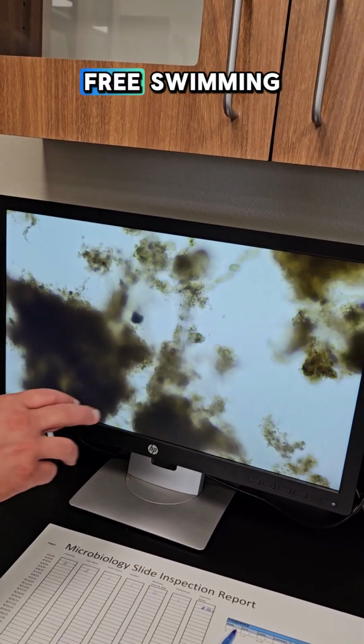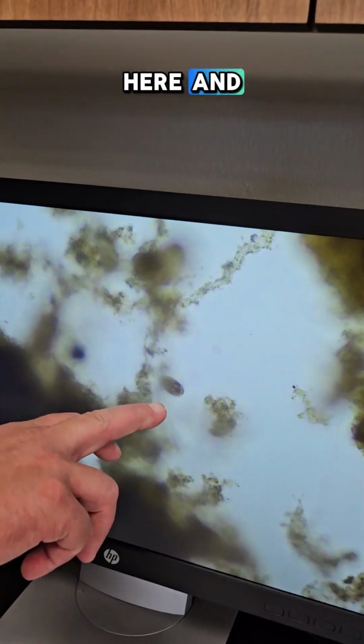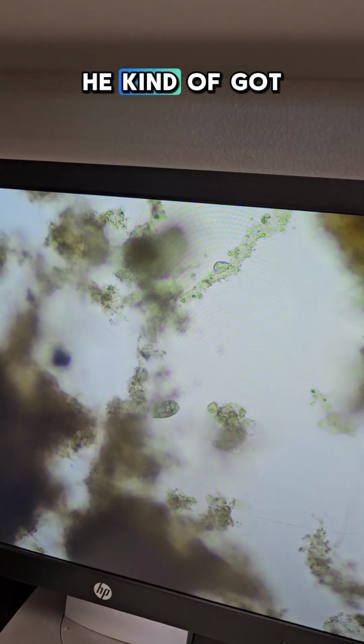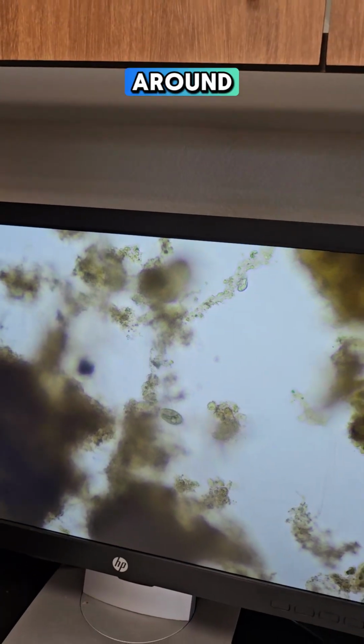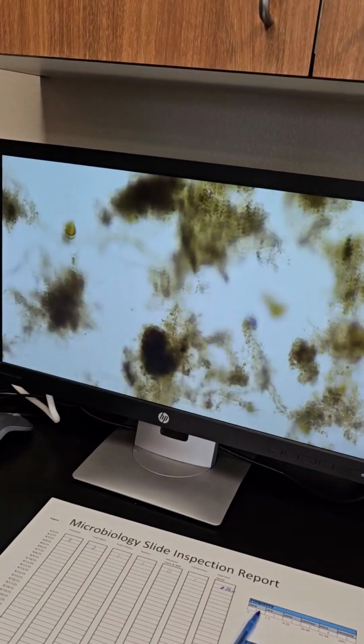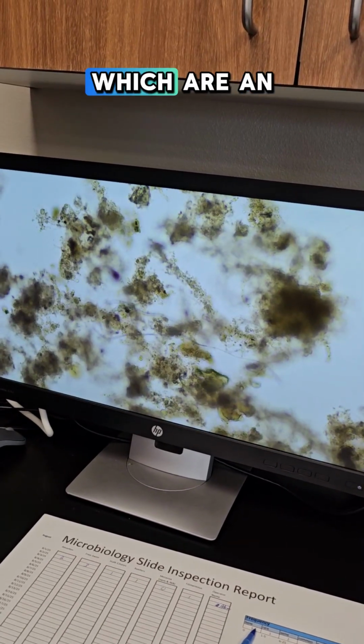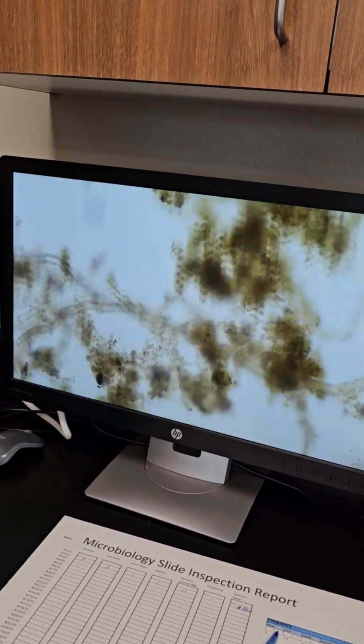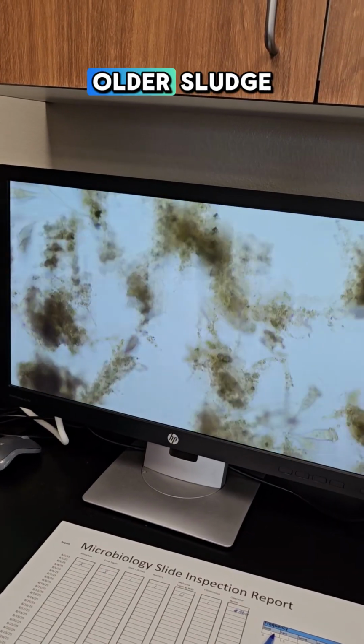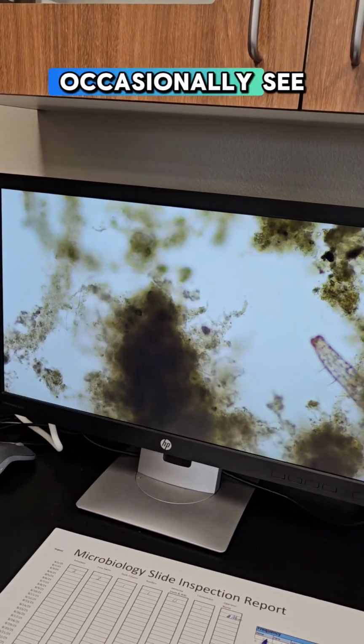This was a free swimming ciliate right here, and they move around pretty fast. He kind of got stuck there, but he'll probably move in a minute. But yeah, you can see him crawling around. We also see, like I said, amoebas, and water bears, which indicate a much older sludge. But we do occasionally see those.